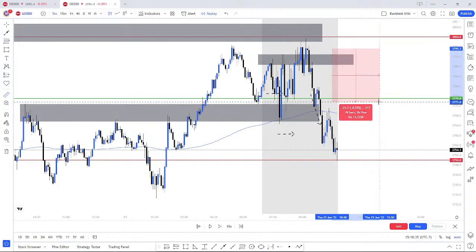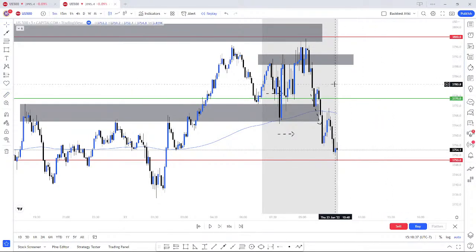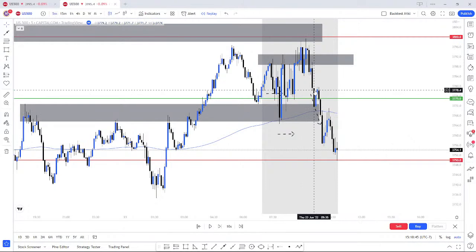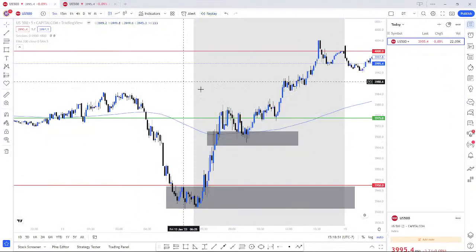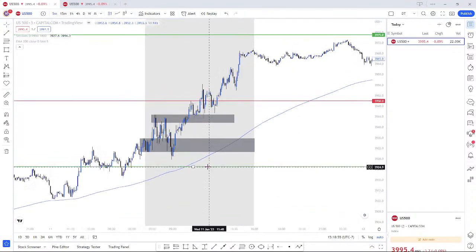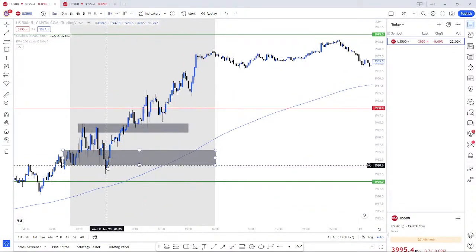Done. This was not too bad of a trade, but it was a bad trade, just because this candle made it really, really bad. I was in my head, picturing something like this. Something like this. These two candles here.